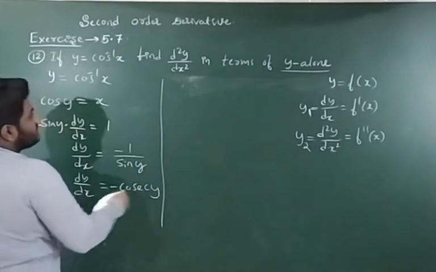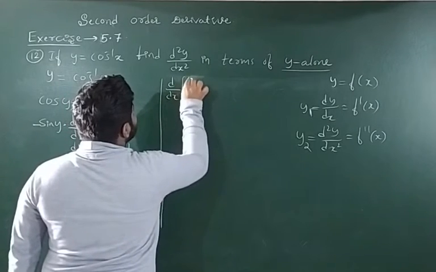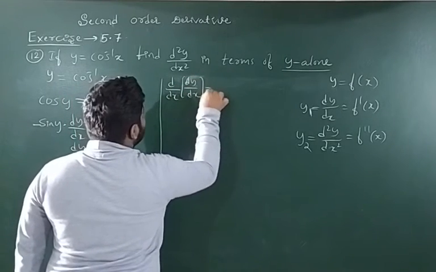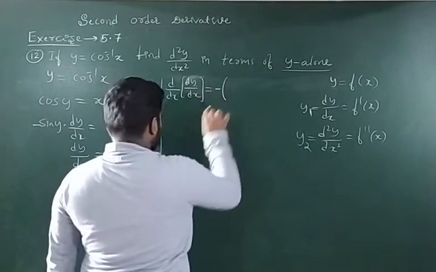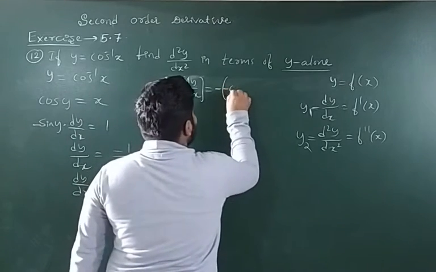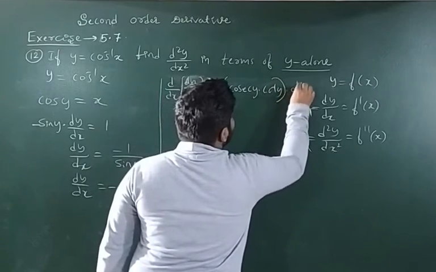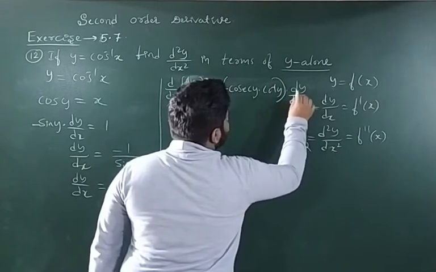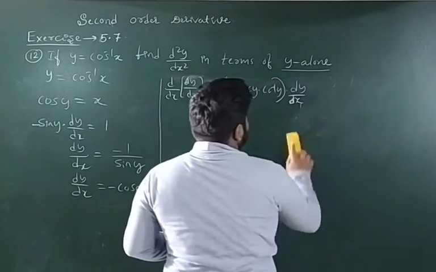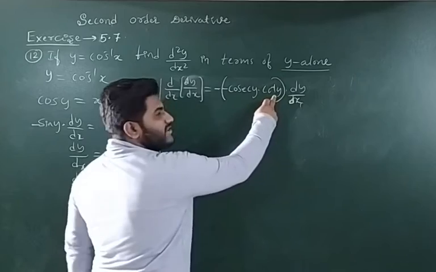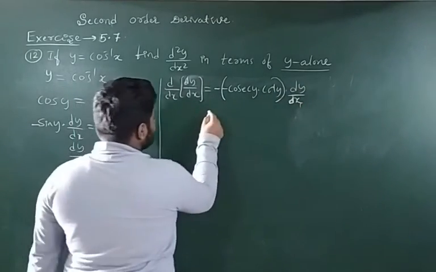Now you should calculate d square y by dx square. So d by dx of dy by dx is nothing but minus cosec y differentiation. Already minus is there, keep as it is. Differentiation of cosec y is minus cosec y into cot y into dy by dx. Whenever x is there, you can stop here only. Y is there, again we have to take differentiation of y, which is dy by dx. So what are we getting?